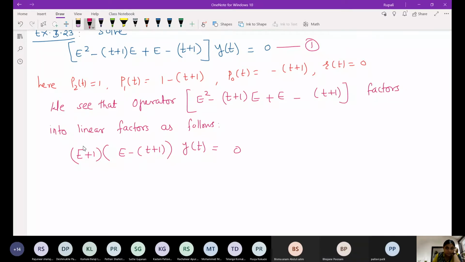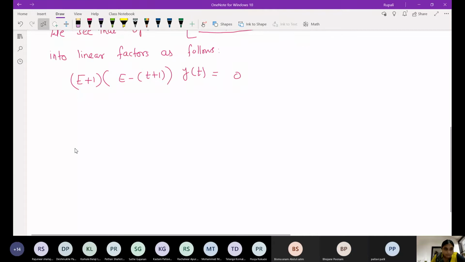From here itself you can take it common. E minus t plus 1, if you take common, what will remain here? From this side E will remain, and plus 1 from the other side. So (E plus 1)(E minus t plus 1) operated on y(t) is equal to 0. Is that okay?